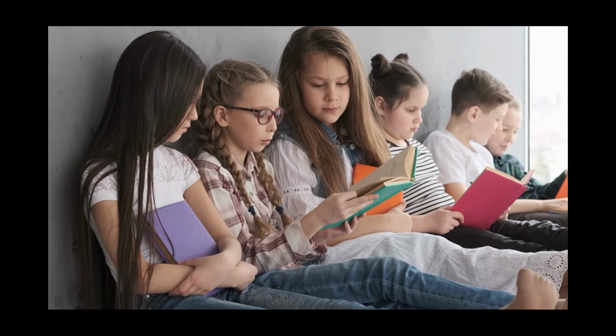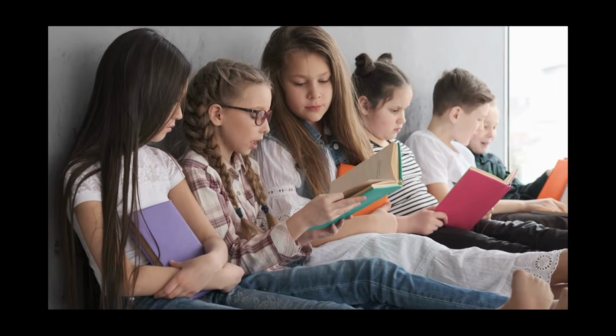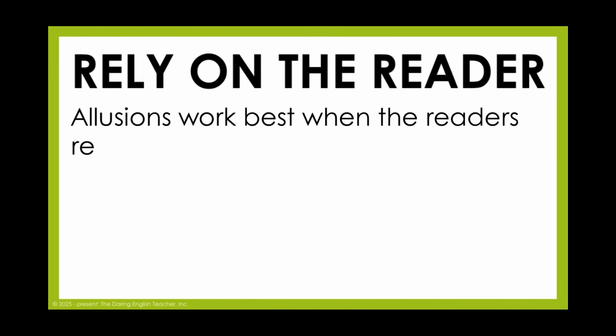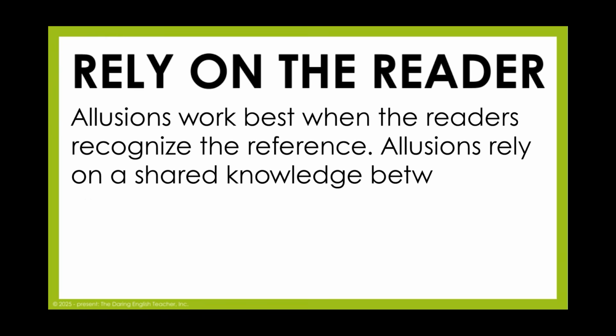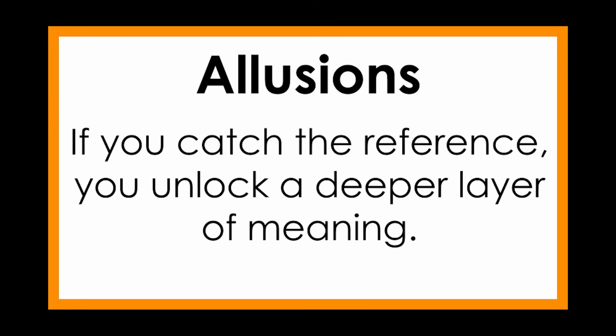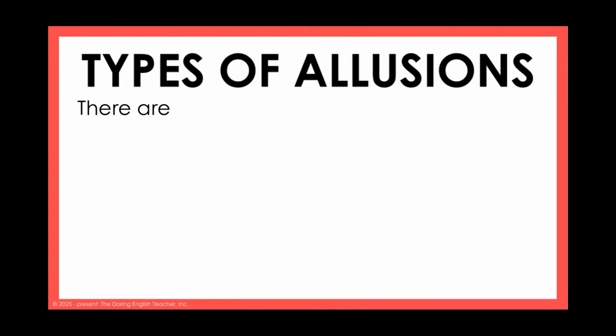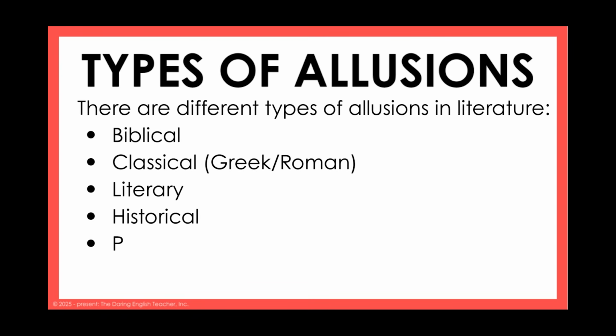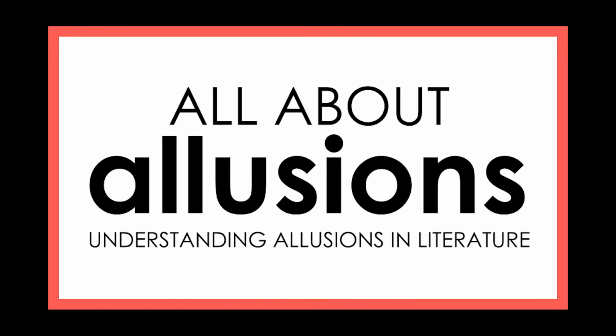So here's the thing though, allusions rely on the reader. Allusions only work if the reader recognizes the reference. And once they do, that reference becomes so much more powerful. That means allusions rely on a shared knowledge between the author and the reader. If you catch the reference, you unlock a deeper layer of meaning. There's also many different types of allusions. Some of these include biblical, classical, which are Greek and Roman, literary, historical, and pop culture references. Let's take a look at each one.